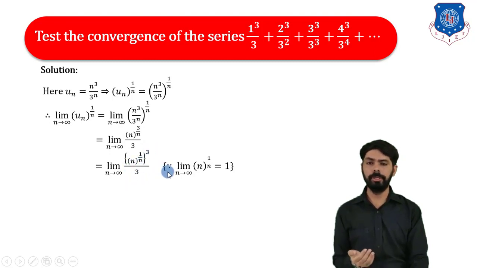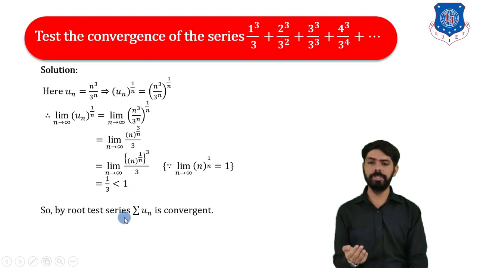Now we know that limit n tends to infinite n raised to 1 divided by n is equal to 1. Therefore, it will be 1 cube divided by 3. So it will be 1 divided by 3, which is less than 1. So by root test, series sigma u_n is convergent.